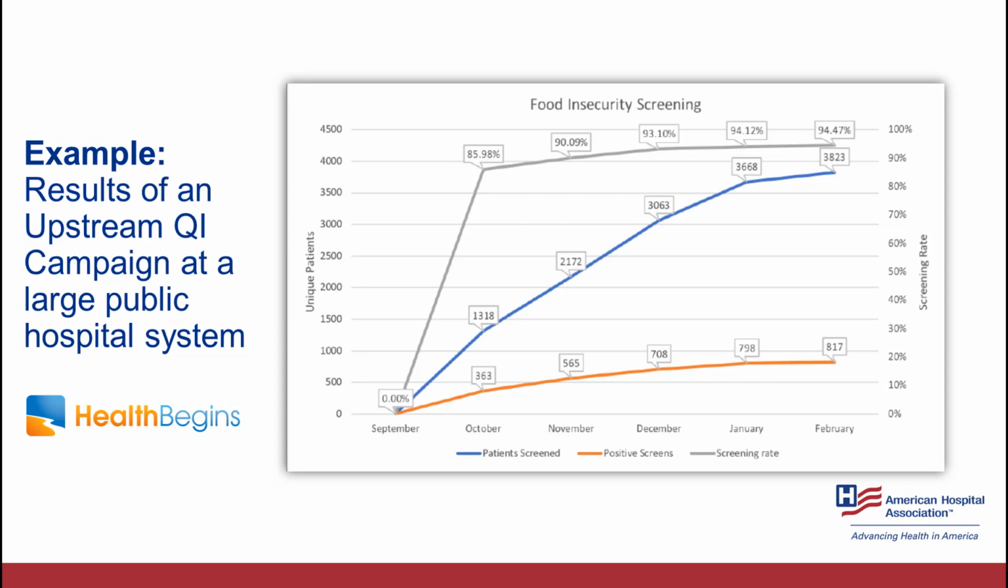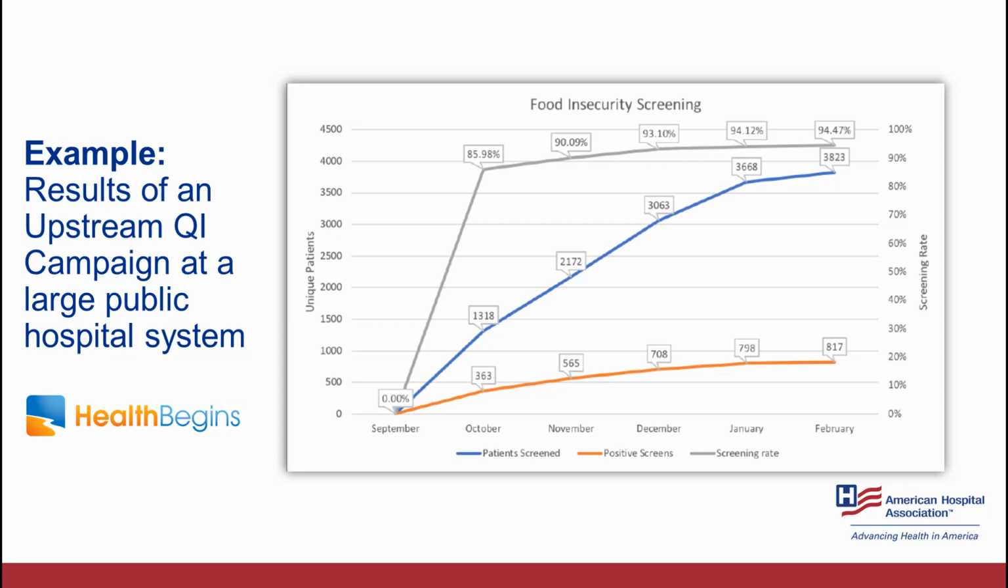What they saw was that over a 3-month period, so really a very short period of time, their food insecurity screening rates went up from virtually 0 to 94%, meaning that they screened almost 4,000 people, over 800 of whom screened positive. And those were 800 people whose social needs would not have been identified by the existing system. And they ended up writing over 1,500 prescriptions to a food pharmacy and verifying that 600 of those were filled.